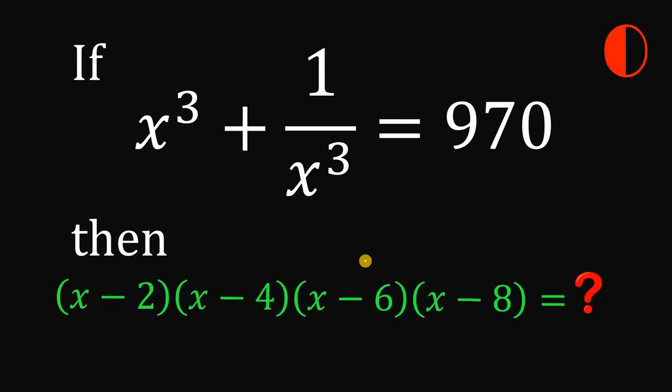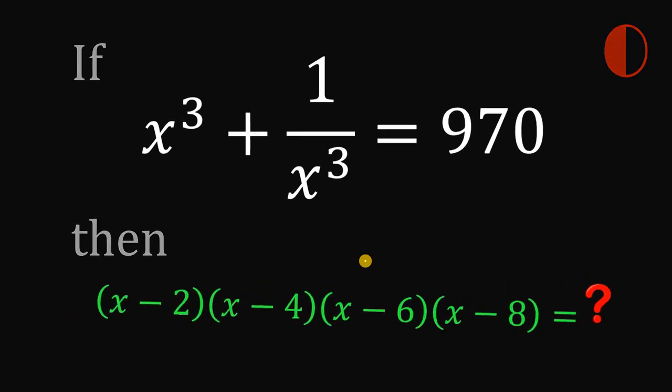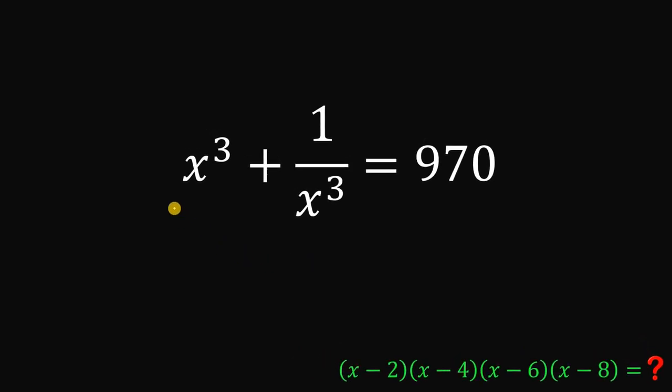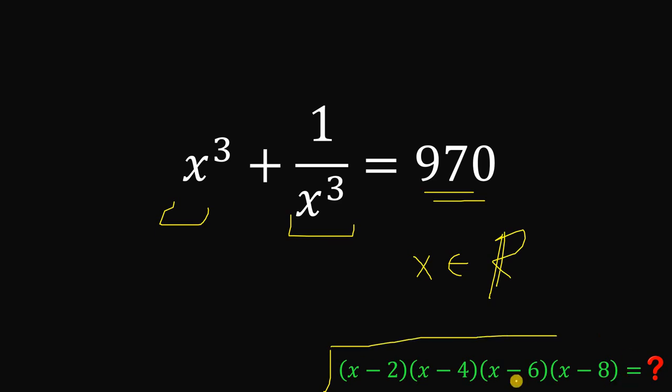And now, let's answer this question together. Alright, so given this equation, x cubed plus 1 over x cubed equals 970, and also, x is in the set of the real numbers. Then, our goal is to evaluate this expression (x minus 2) times (x minus 4) times (x minus 6) times (x minus 8). Alright, so to answer this question, we have x cubed plus 1 over x cubed.